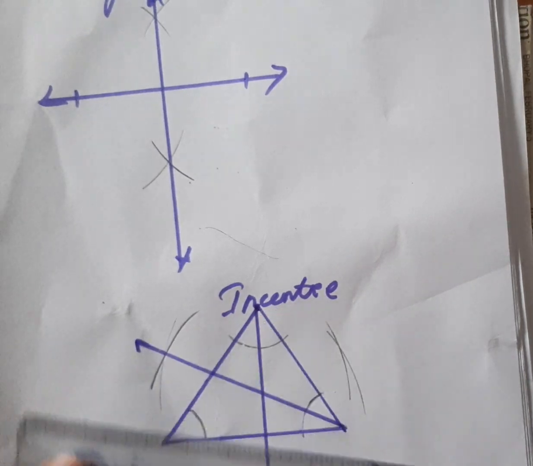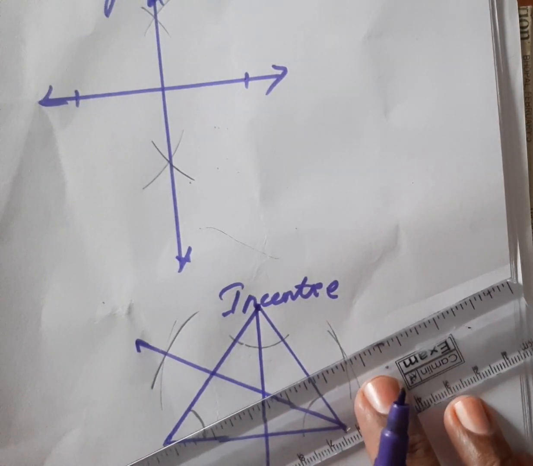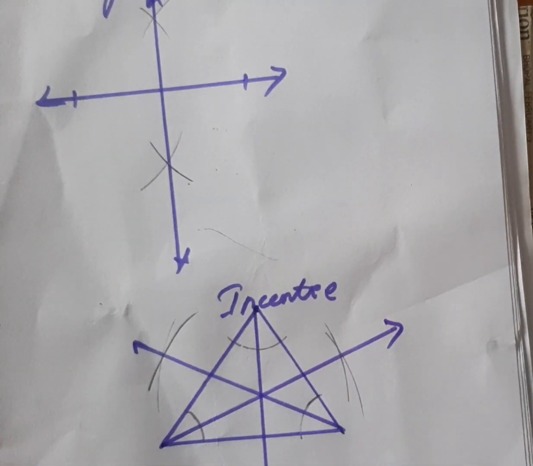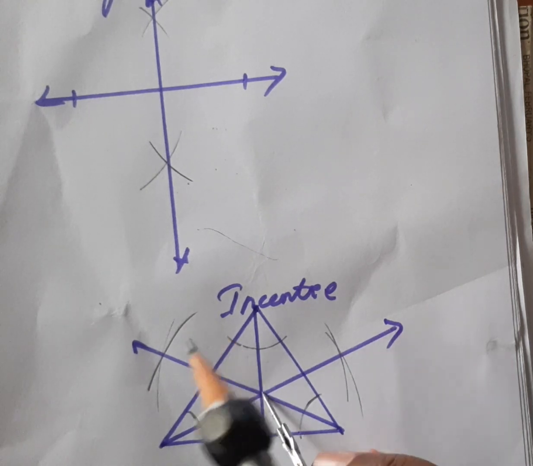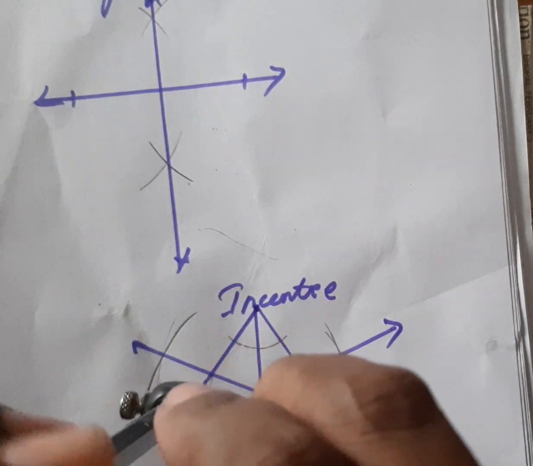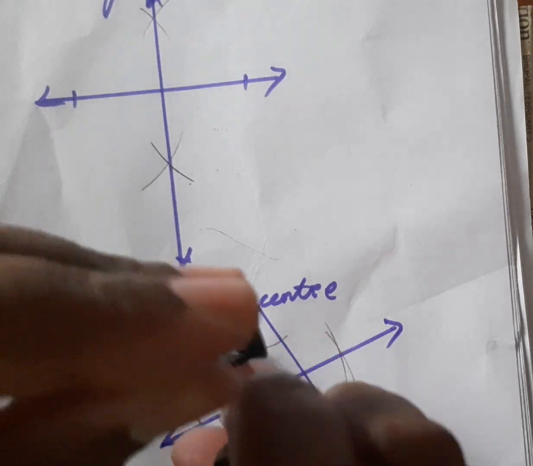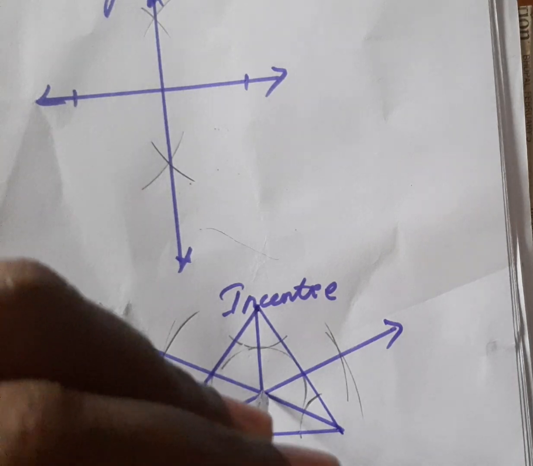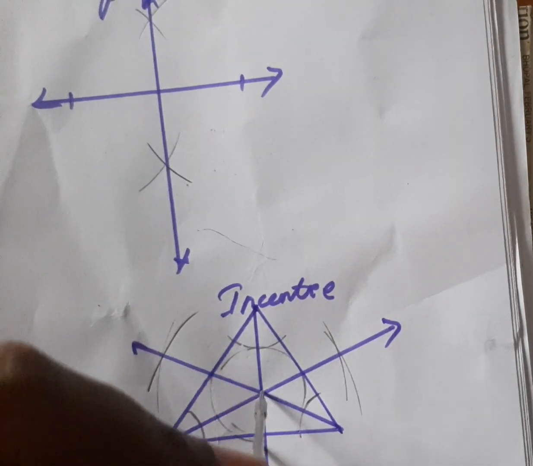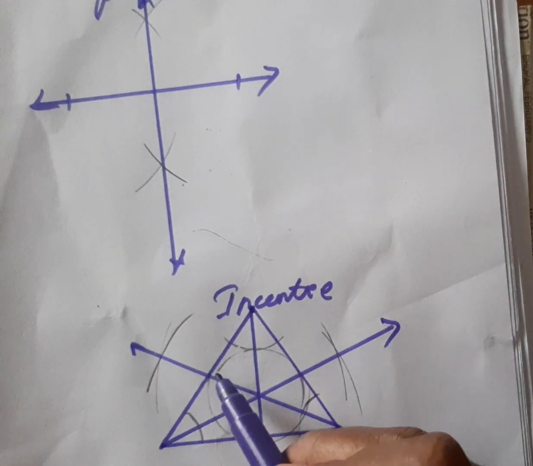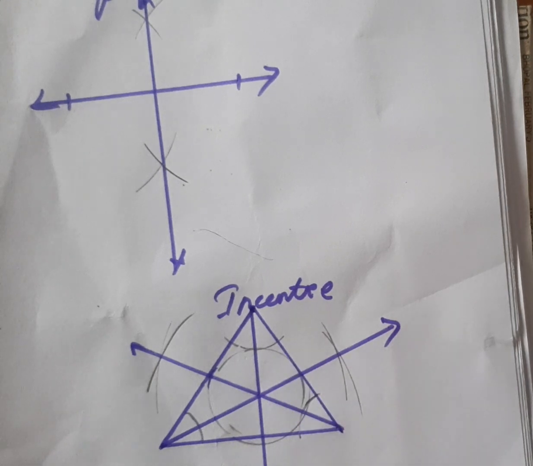Understand? Now we will get the 3 segments of the angle bisectors. Now the point at which all these 3 segments meet, we take the measure of this and draw the circle. This is called the incenter. I have drawn the circle. The circle touches all 3 sides. This is called the incenter.